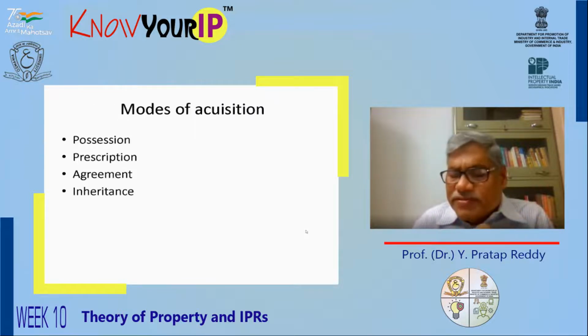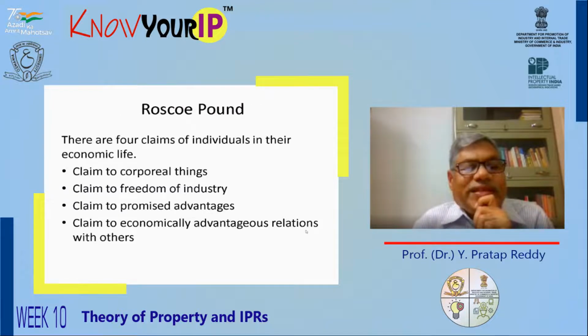There are four modes of acquisition of property: possession, because in our theories also there is a reference to possession. There is occupation theory or natural possession theory, etc. It has been observed by some that possession, prescription, agreement, and inheritance are the four different modes of acquisition of property. Then, in this analytical study, what is there in the analytical approach?